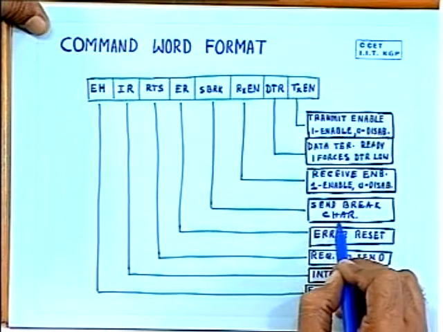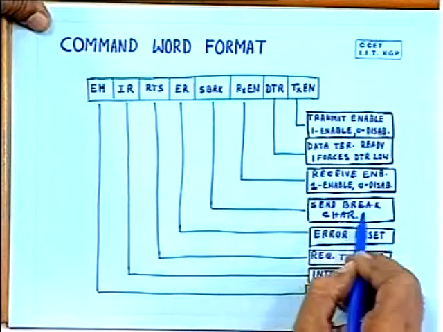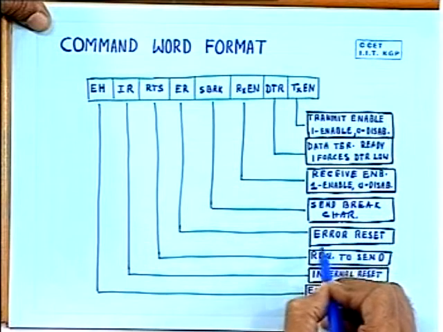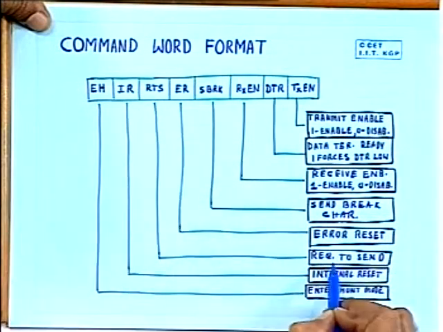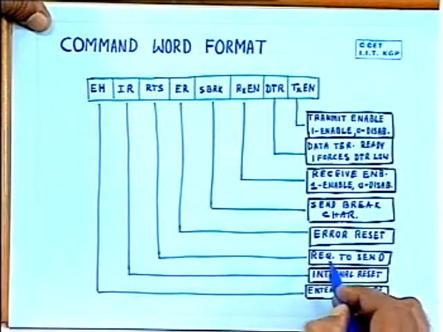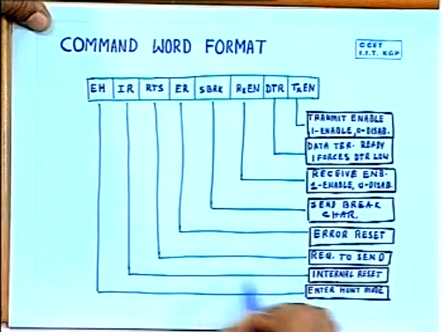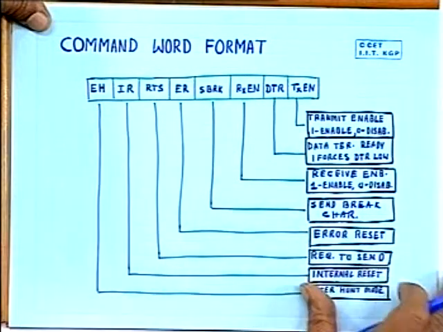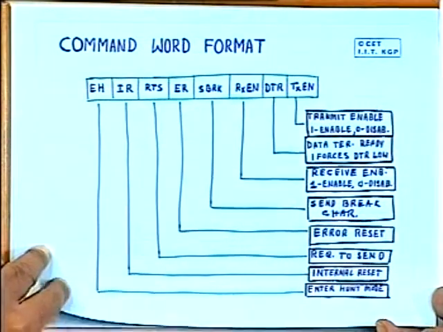Then send break character. Sometimes you are sending some break characters in between, and for that purpose it is used. And this is used for error reset. This is RTS, request to send. Whenever you make it 1, that request to send line will become active 1. This is for internal reset, and this is for enter hunt mode. Enter hunt mode means it looks for the synchronization character. So this is the command word format of 8251.